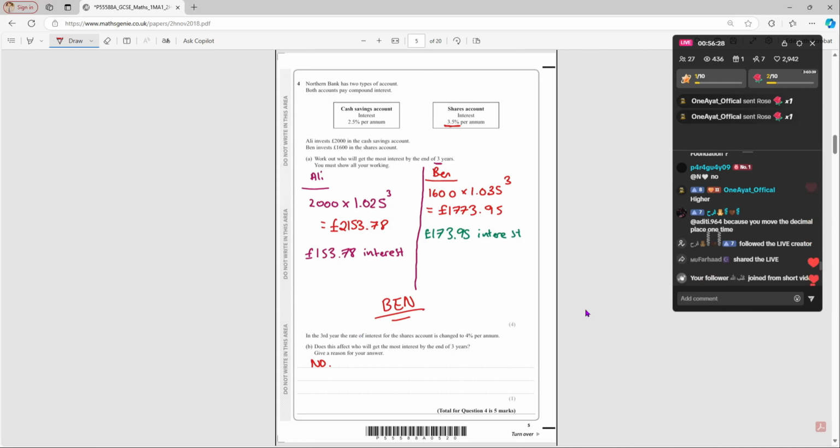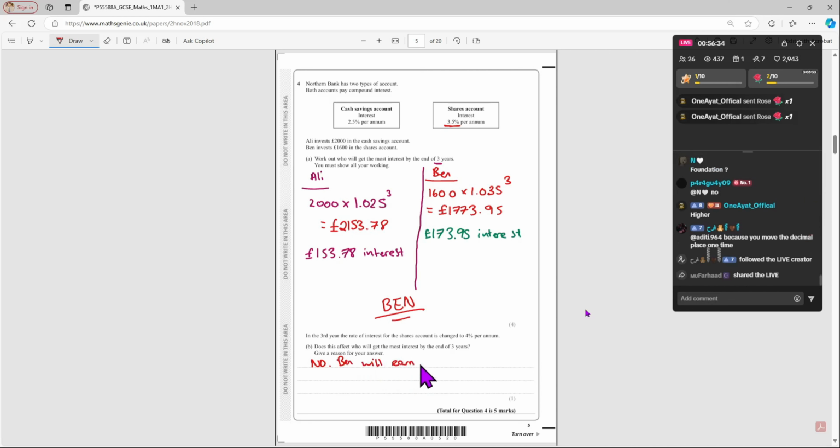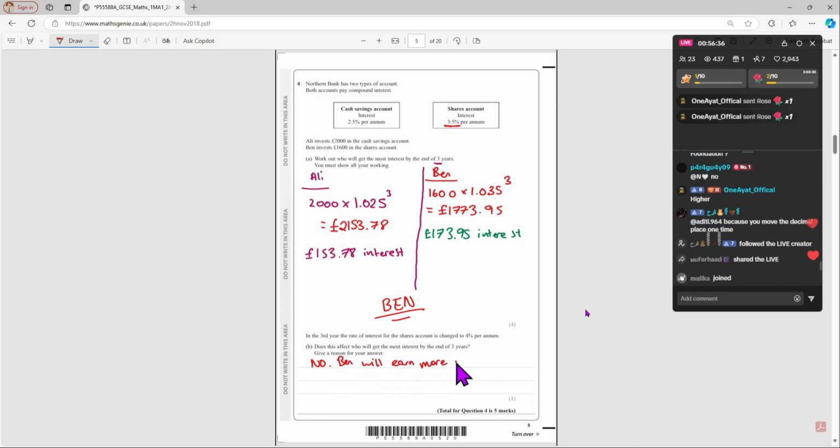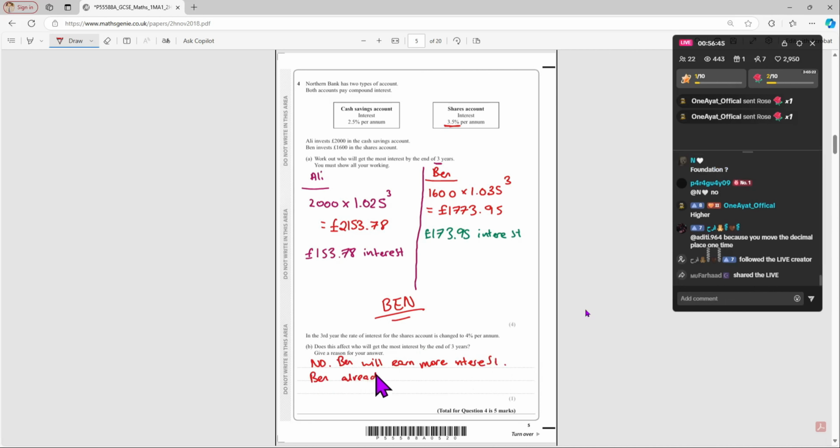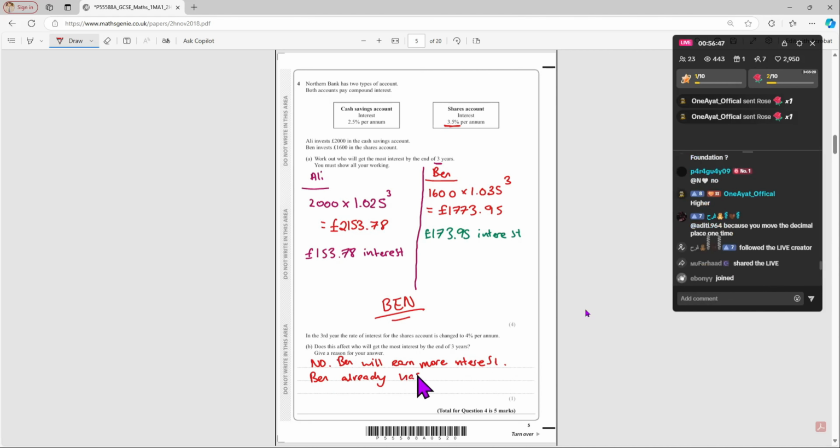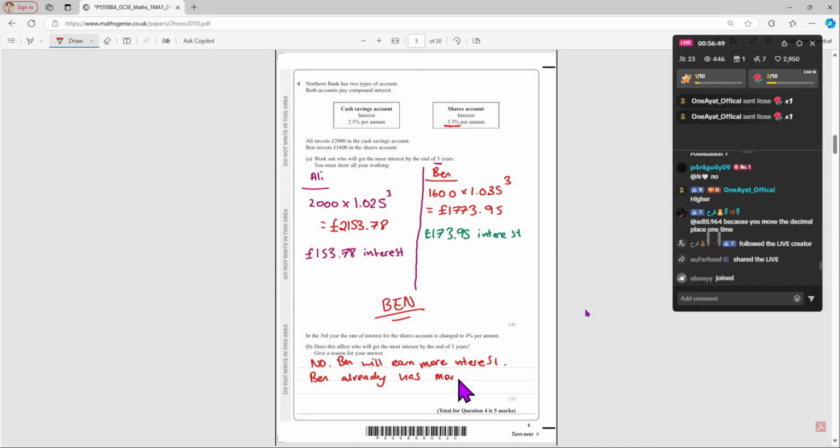So I'm gonna write Ben will earn more interest, and then Ben already has more than Ali.